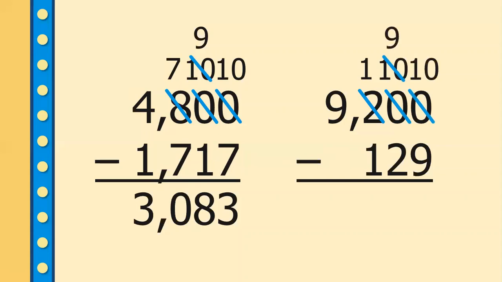Okay, as you can see, I'm starting to do my borrowing. 10 minus 9 is 1. 9 minus 2 is 7. 1 minus 1 is 0. And I can bring my 9 down. My answer, as well as yours, should be 9,071.